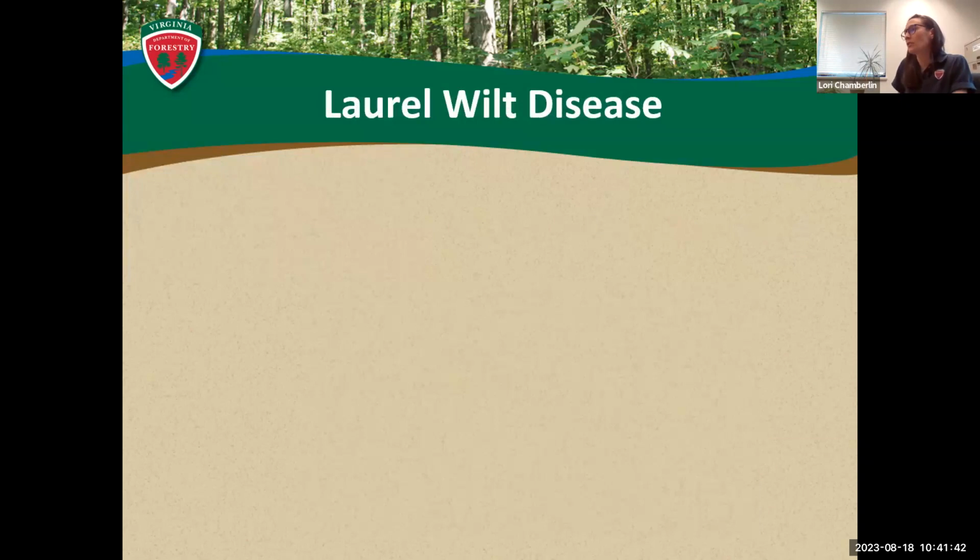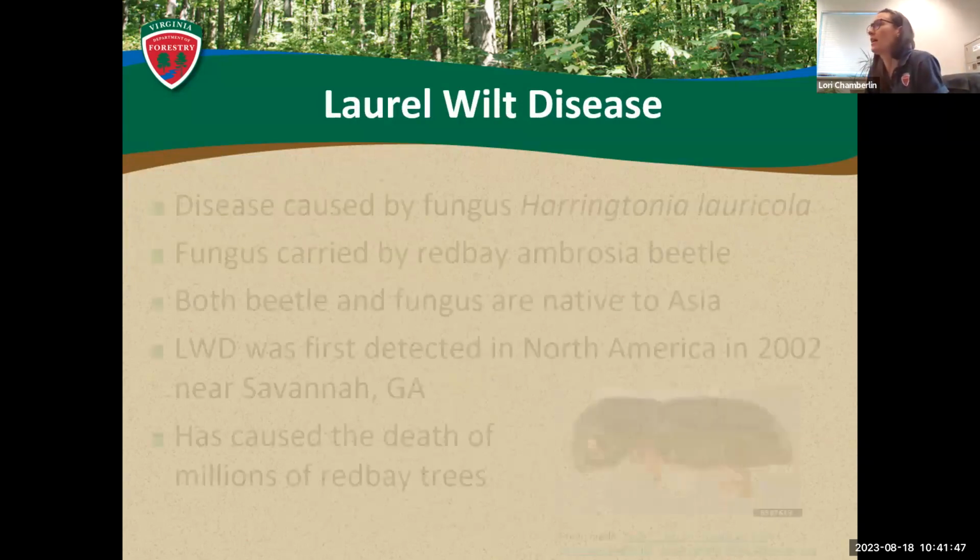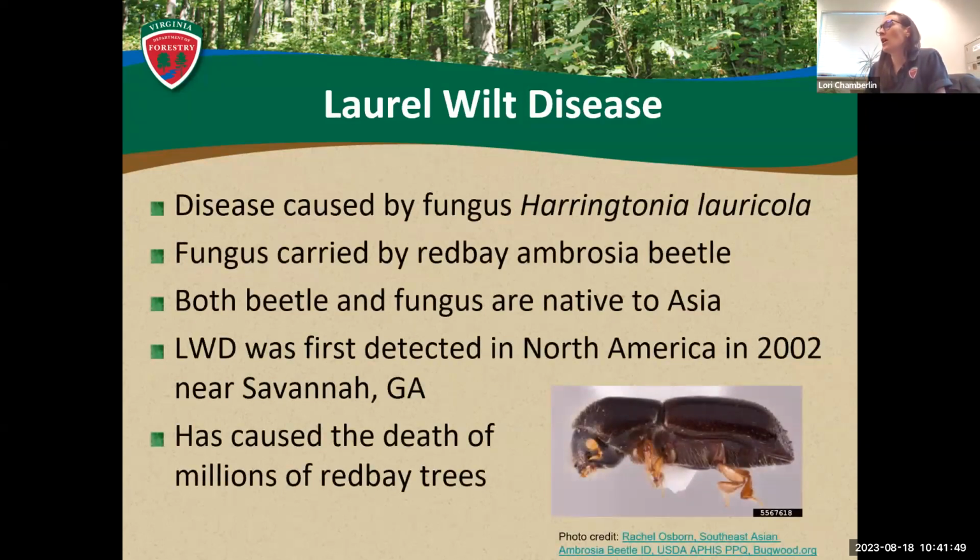So next I wanted to get into laurel wilt disease, which is certainly an emerging forest health threat in Virginia. This is a disease caused by a fungal pathogen, but the fungus is vectored by the red bay ambrosia beetle. Both the beetle and the fungus are native to Asia, which means they are invasive here in North America. Laurel wilt disease was first detected in North America in 2002 near Savannah, Georgia, and it has caused the death of millions of red bay trees.